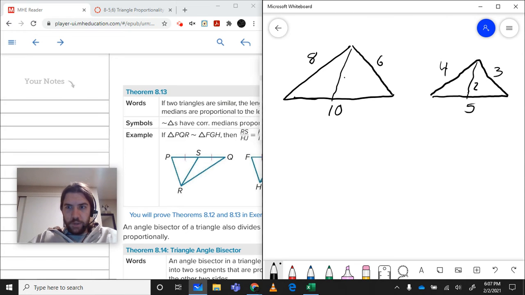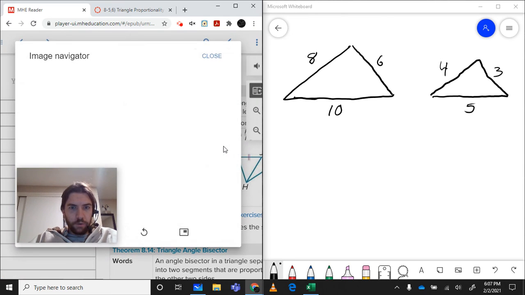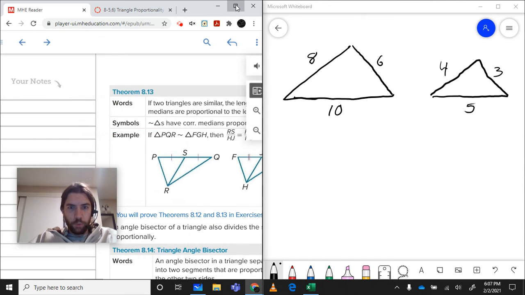So all of these features, all of the anatomy of these triangles, these different features that we can draw, whether it's an altitude, angle bisector, or a median. Try not to get mixed up between those because they all look very similar. But regardless, they all will continue to stick to the proportionality.